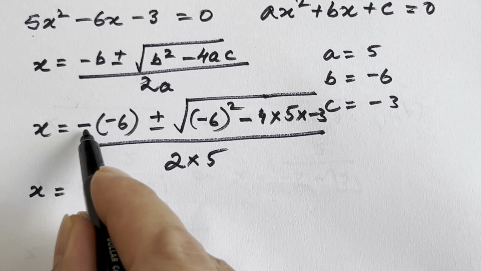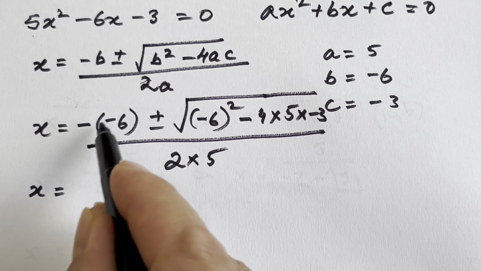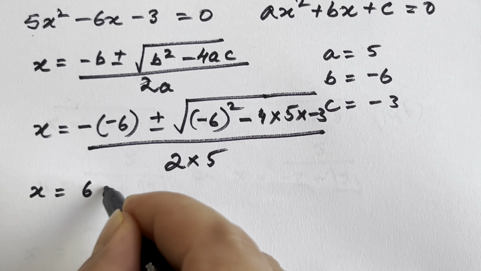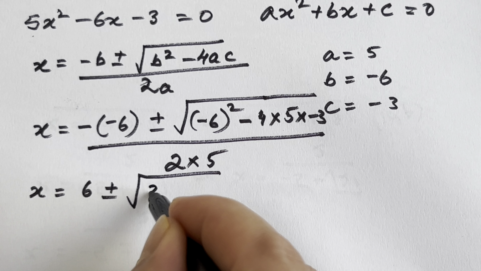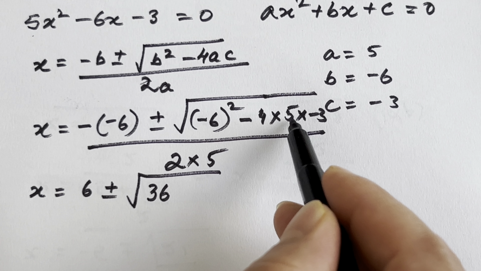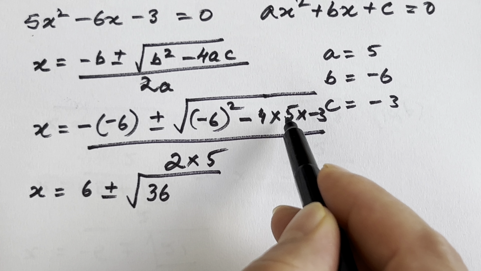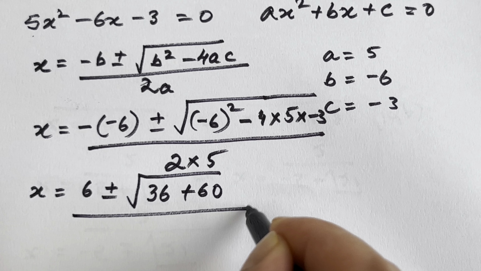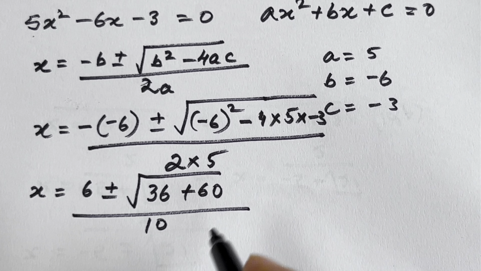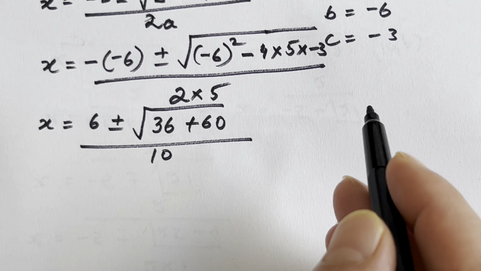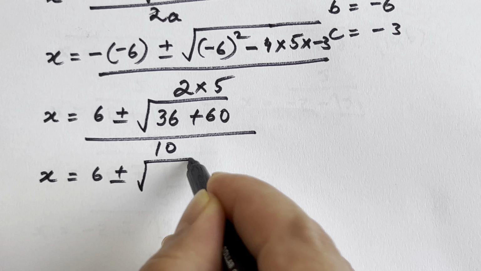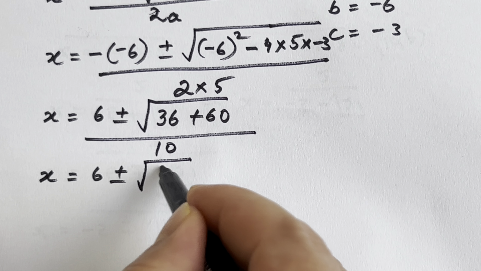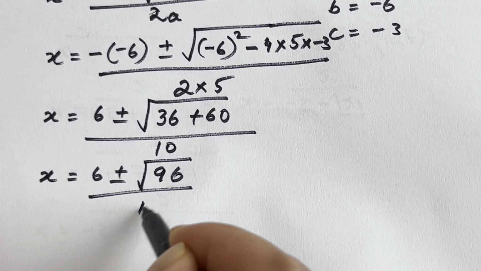X equal to minus minus 6. Minus times minus 6 is positive 6, plus or minus square root, negative 6 squared is positive 36, minus 4 times 5 is minus 20, minus 20 times minus 3 is plus 60. All of this divided by 10. 2 times 5 is 10. Okay, now x equal to 6 plus or minus the square root of 36 plus 60, which is 96, all over 10.